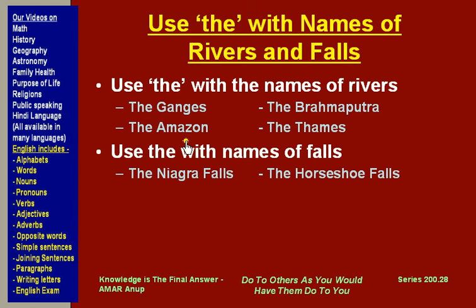The Amazon, this is one of the largest rivers in the world, and it is in South America, crosses many countries including Brazil, so we use the Amazon. The Thames, it's a river in London, so we use the with the name of rivers.